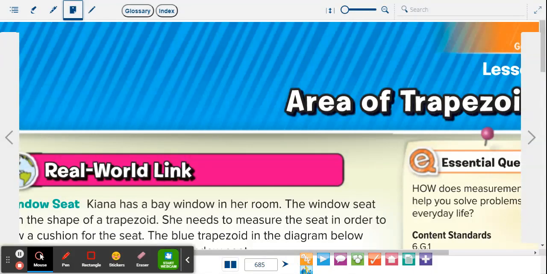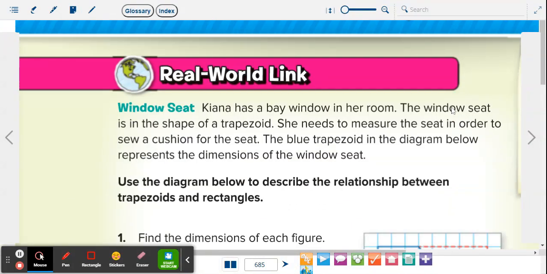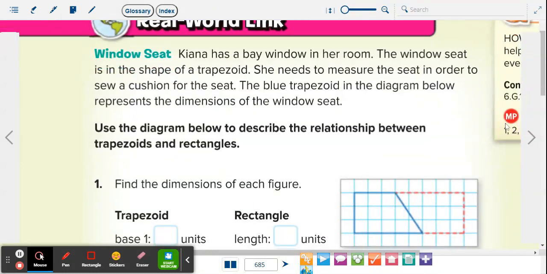And triangles. So parallelograms, the formula was base times height. To find the triangle, it was base times height divided by 2. Now trapezoids are a little bit different. So we're going to jump into the real world link here.